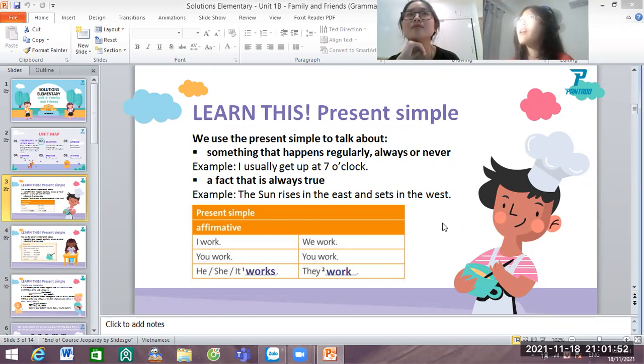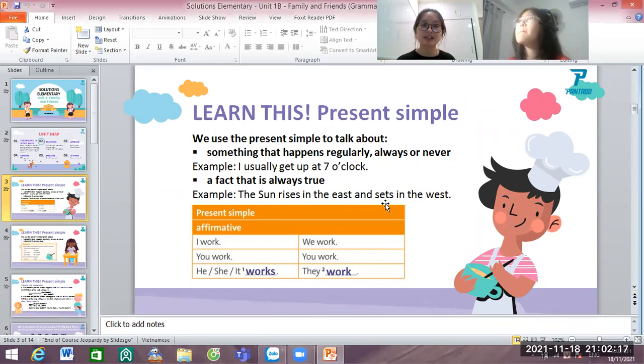21 o'clock. Or you can say 9 p.m. o'clock. Yes, those are the things that we use to describe the daily action, the daily activity in our life. That is the thing that we learned today.